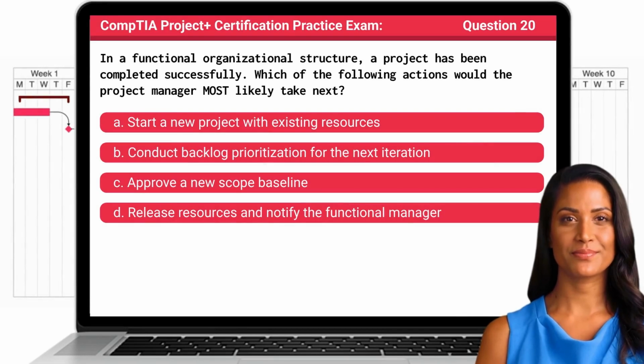Question 20. In a functional organizational structure, a project has been completed successfully. Which of the following actions would the project manager most likely take next?